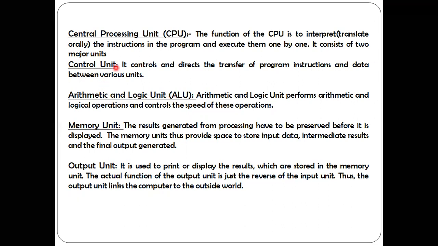Okay. The first one, control unit. It controls and directs the transfer of program instructions and data between various units. As the name itself indicates, it controls and coordinates all the functions inside the CPU. Second one is ALU, arithmetic and logic unit. It performs all arithmetic and logical operations and controls the speed of these operations. As you all are familiar with, the arithmetic operations are addition, subtraction, multiplication, division, and modulus.